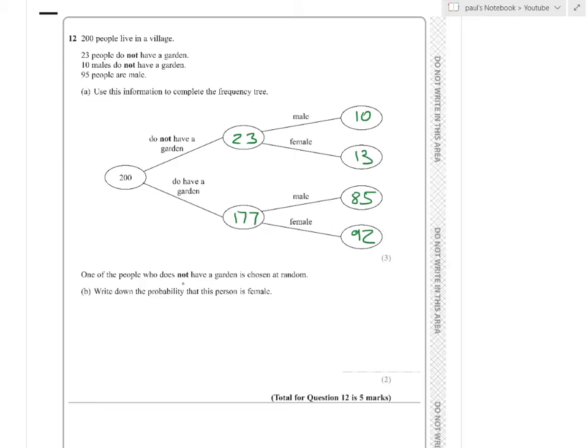One of the people who does not have a garden is chosen at random, so that's out of 23. Write down the probability of the females, so it's 13 out of 23.